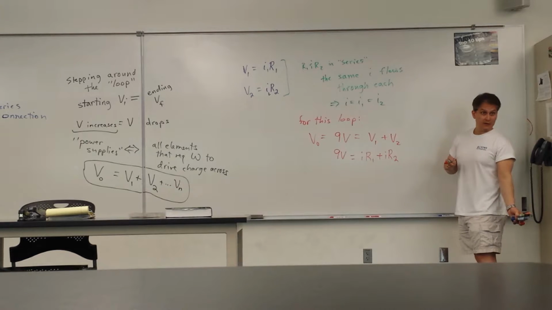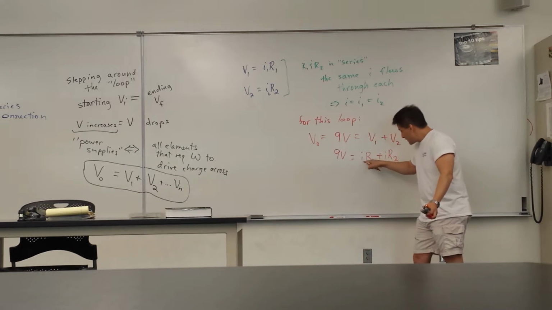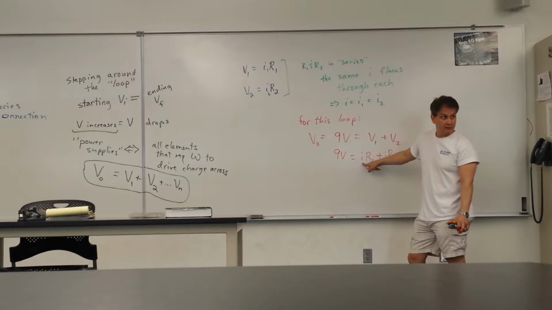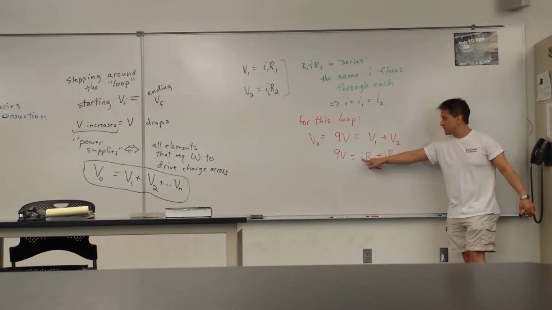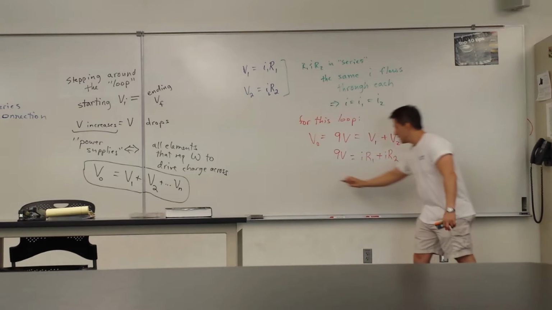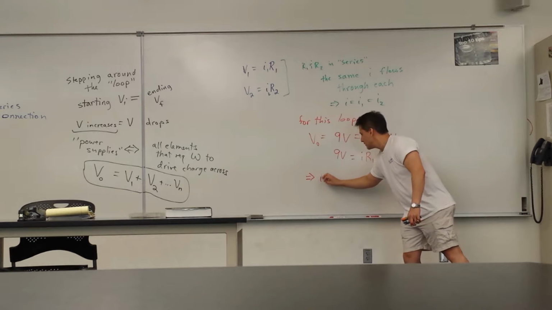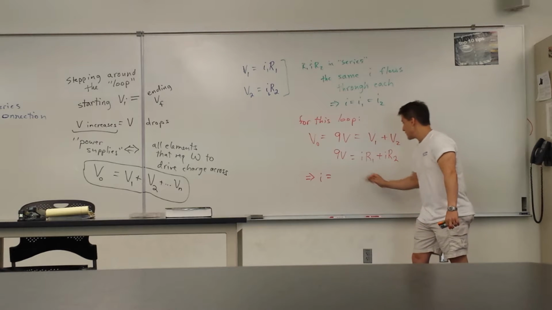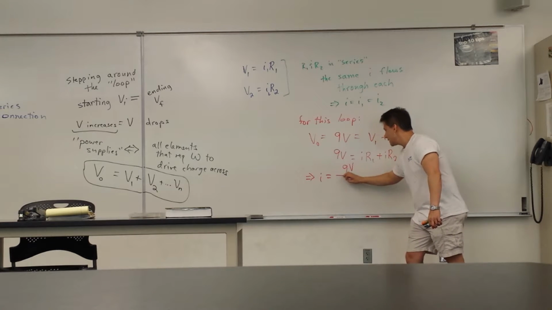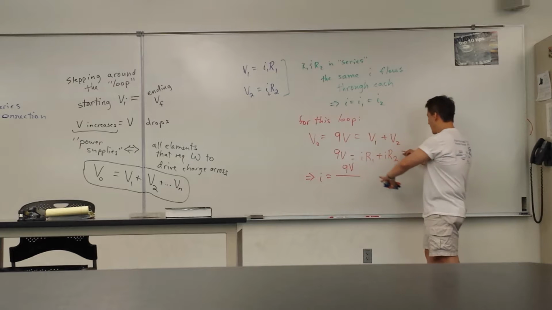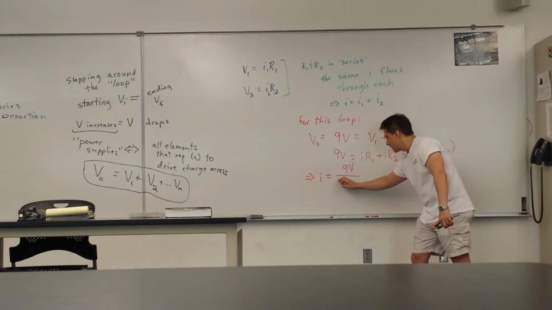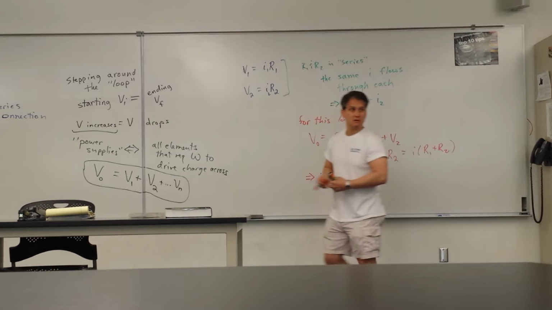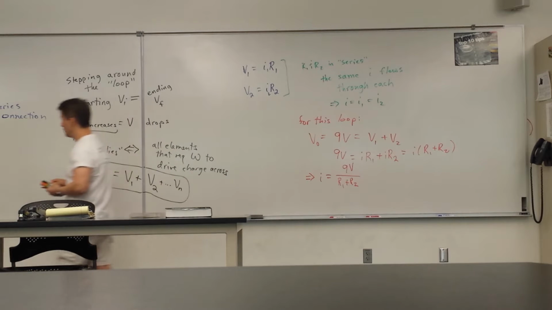Well, the nice thing is, in this case, we can think about this two ways. If I just solve for I, there's always a different way to solve. You can approach these problems in multiple ways. If I just solve for the current, this current is going to be equal to 9 volts divided by, if I factor out the I, the combination of these resistors when they're in series, just adding them together.